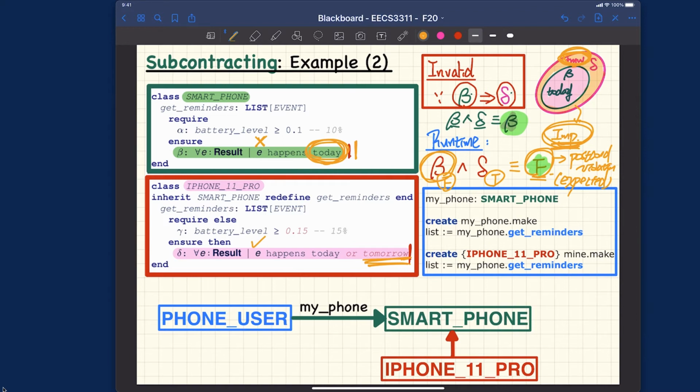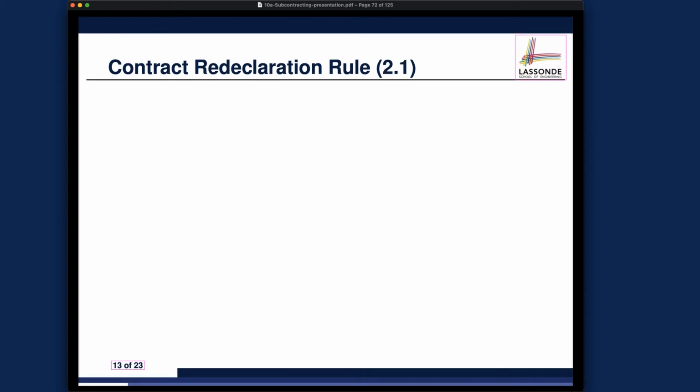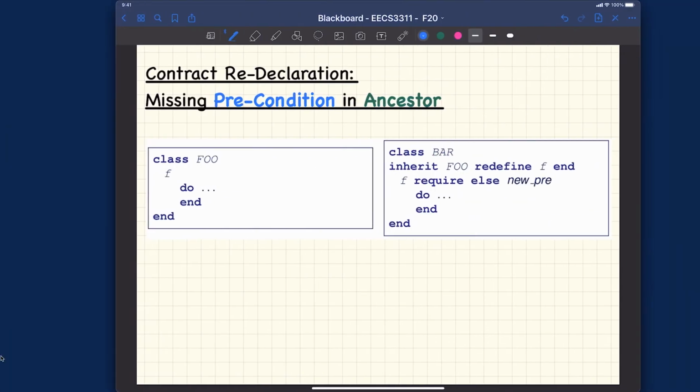Okay, so now let me go back here, and so that's about the contract redecoration rules. So let's now consider some special cases. For cases number 1 and 2, we are thinking about what if the preconditions are simply missing from the parent class. Let's see an example for the precondition. Let's say we have the class called foo, and it has no precondition. And then we have another subclass called bar, and it simply inherits from foo and redefines the f, right? So now we say require else new pre over here. Okay, let's now switch to iPad and think about what's happening over here.